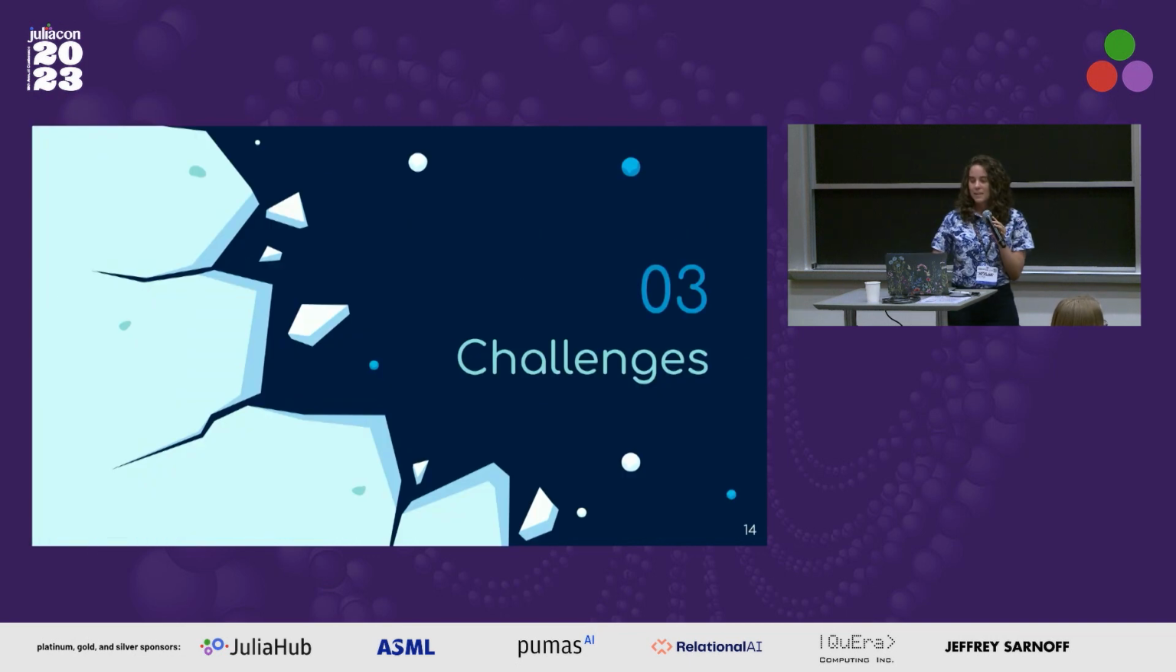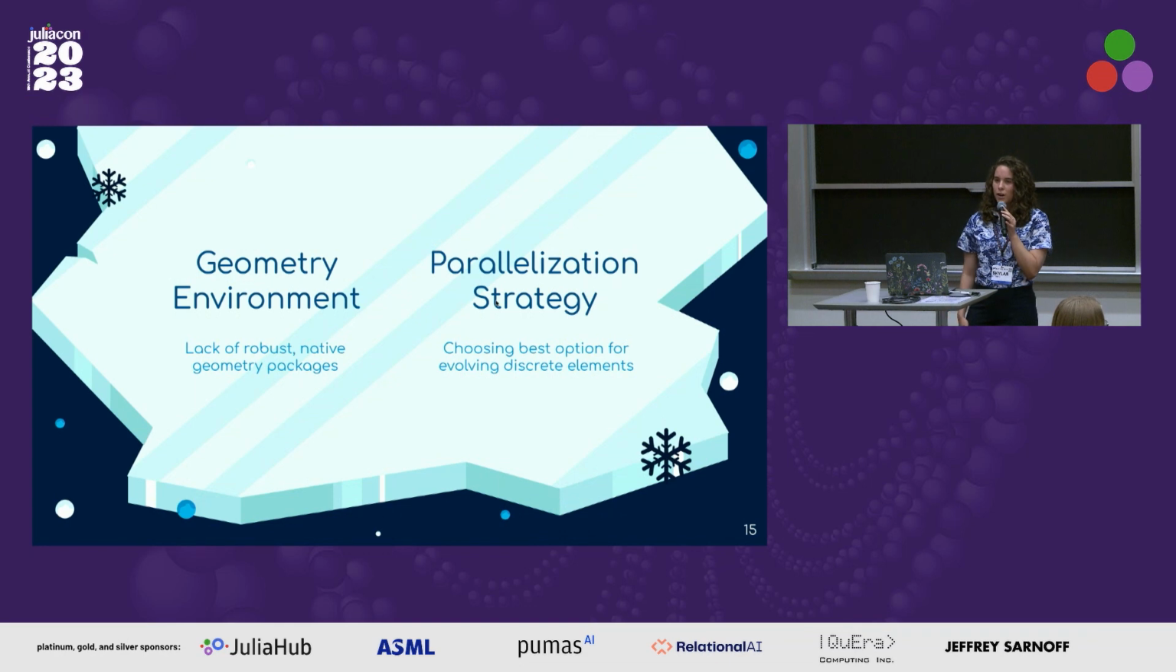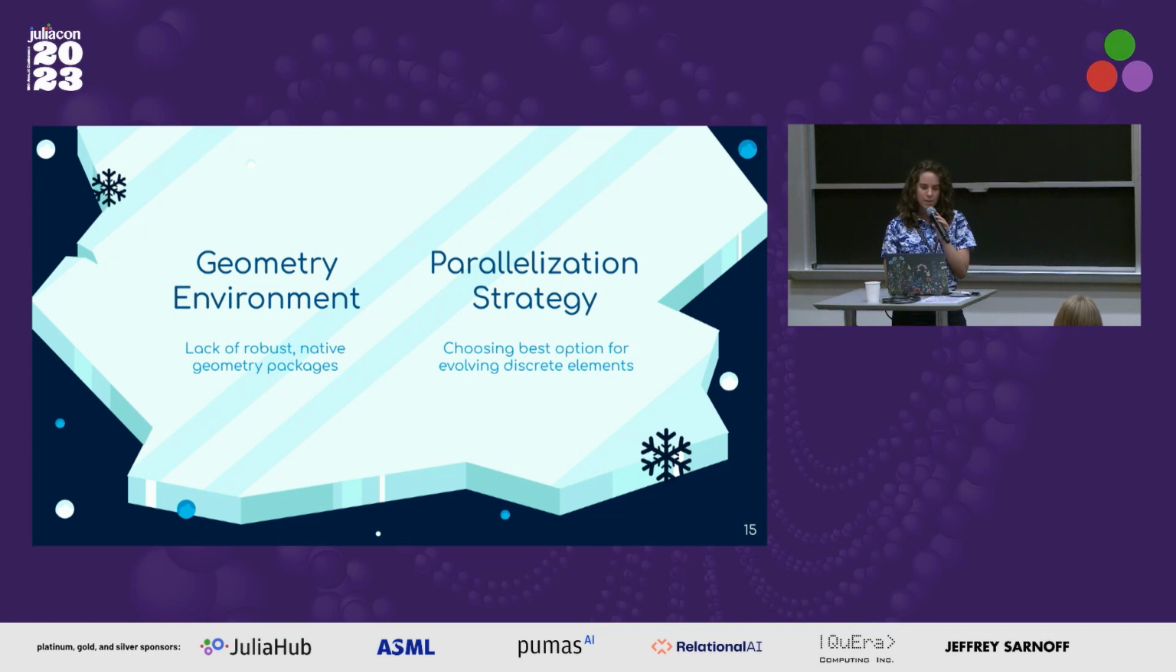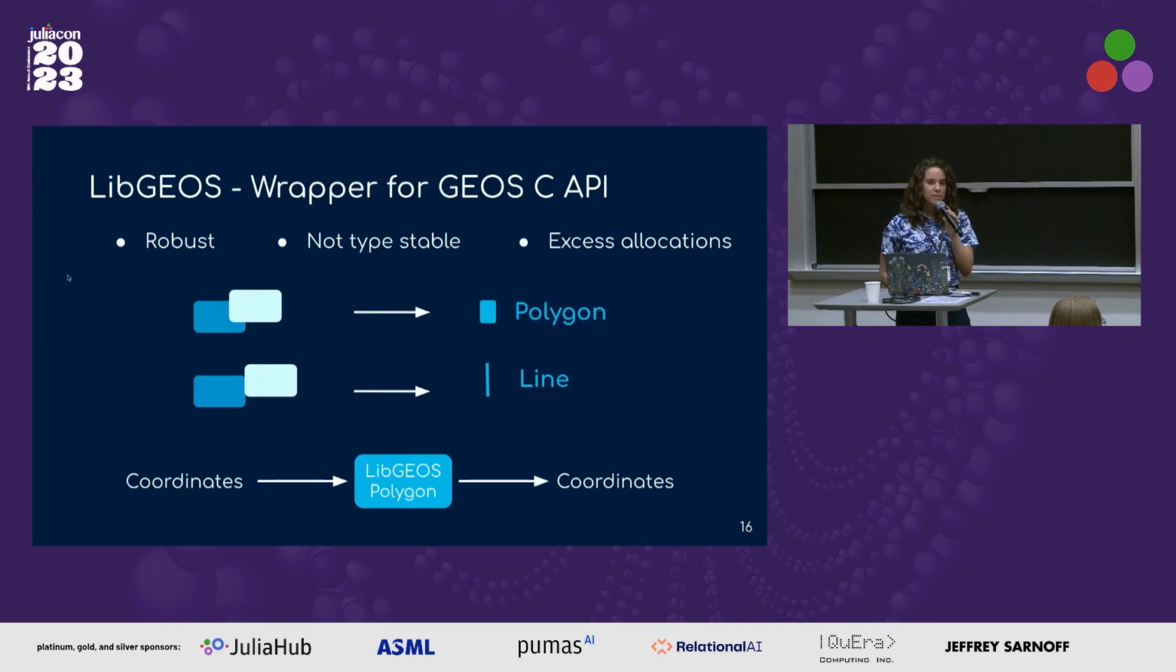Now on to the challenges. And the two that I really want to touch on are the geometry environment and sort of the state of that in Julia at this time, and also a parallelization strategy. So choosing the best option for our evolving discrete elements, as these are things we're working towards in the next year. So the first is geometry is kind of tricky in Julia, actually.